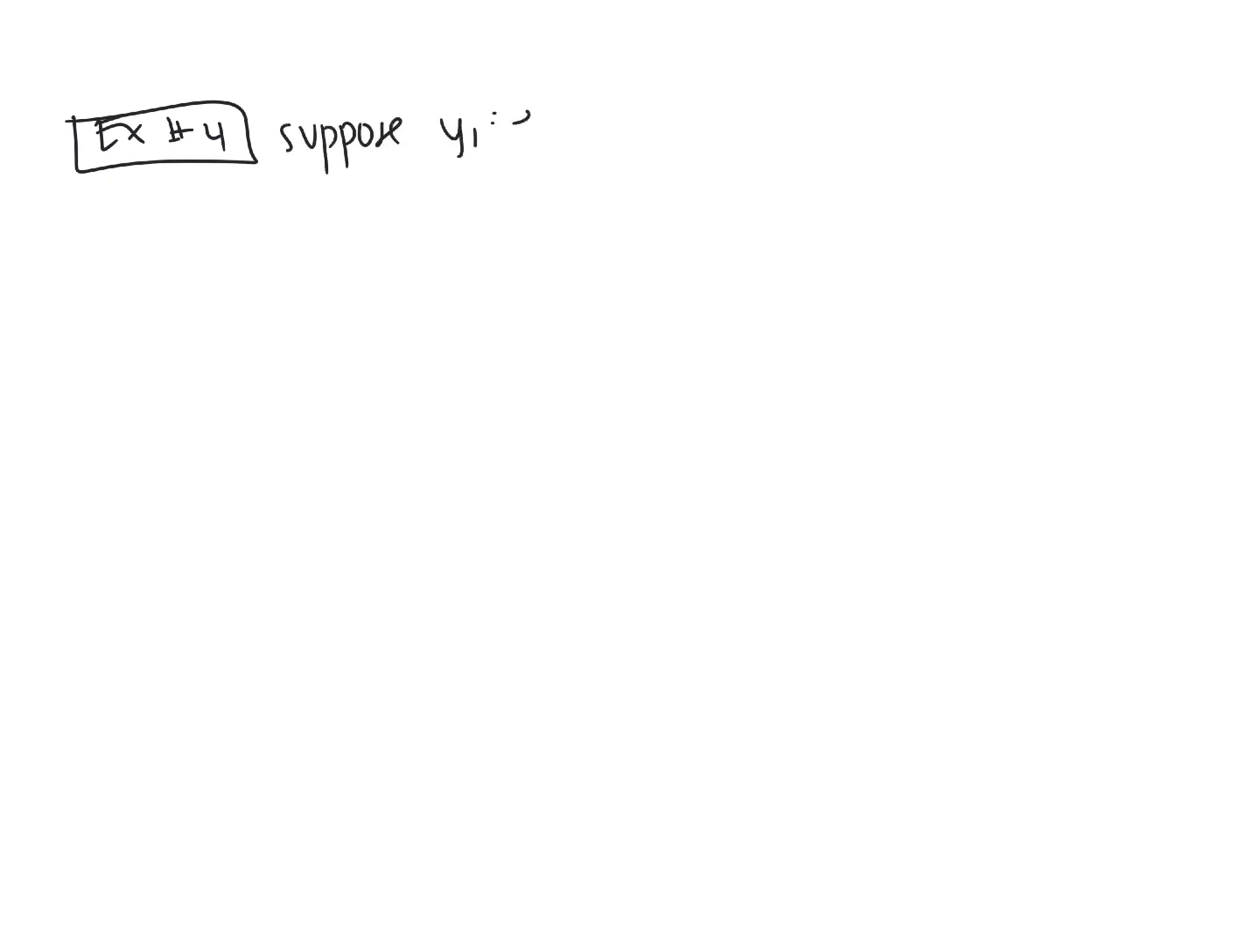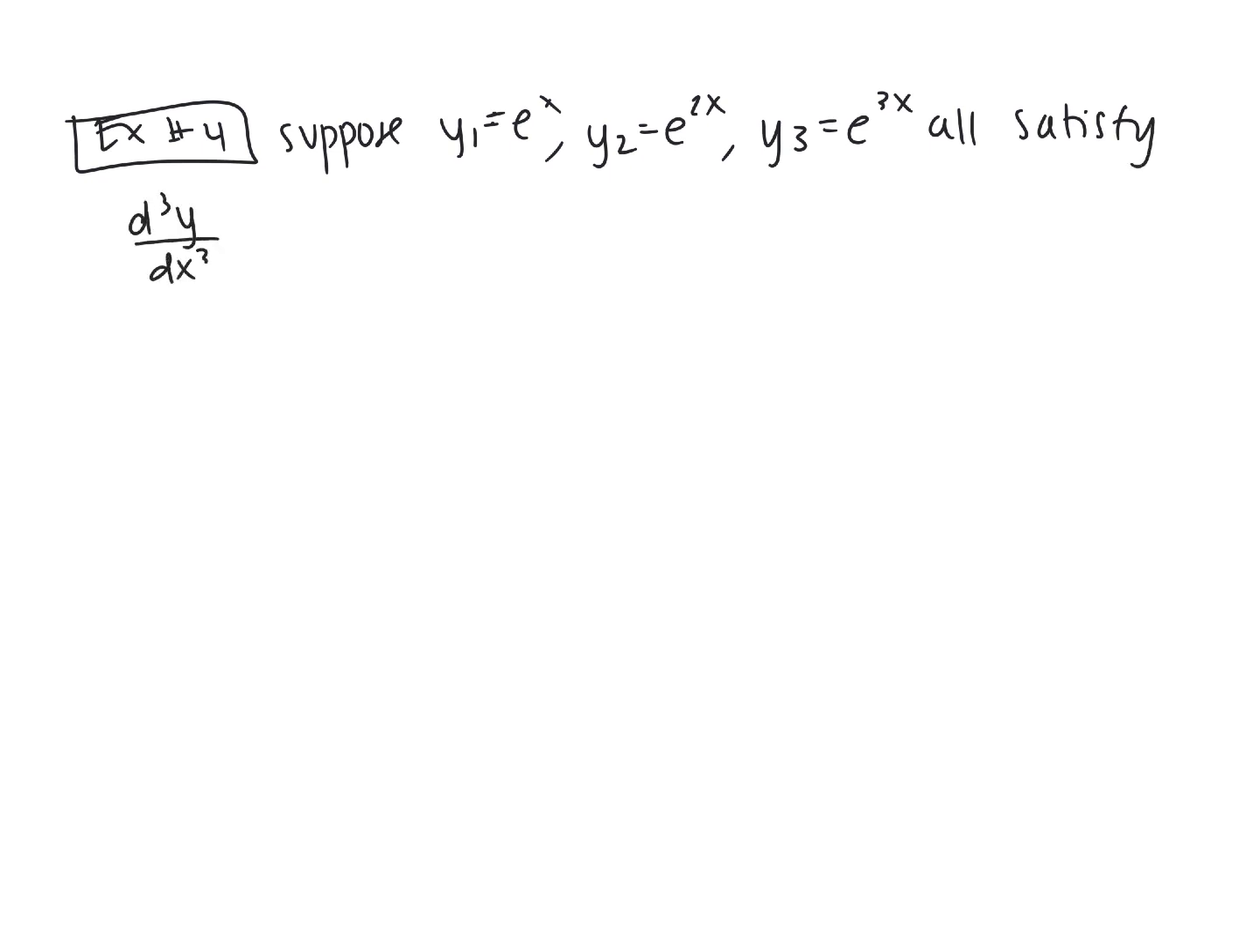Suppose y1 is equal to e to the x, y2 is equal to e to the 2x, and y3 is equal to e to the 3x. All satisfy the differential equation, third derivative with respect to x, subtract 6 times the second derivative, add 11 times the first derivative, subtract 6y is equal to 0. Okay, so first thing I want us to notice is this is a homogeneous linear differential equation because it's set equal to 0. So the superposition principle does apply here. If it was not a homogeneous linear differential equation, we couldn't use superposition.